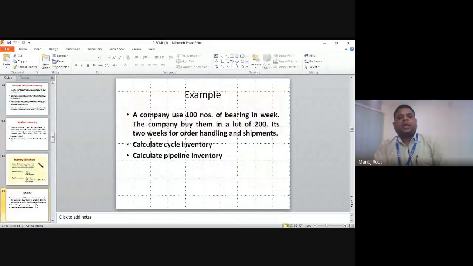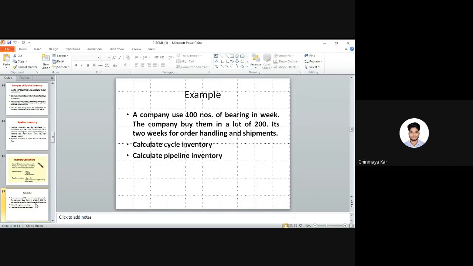A company uses 100 bearings in a week, and the company buys them in a lot of 200. Suppose you use 100 bearings, but the company buys 200. For buying these items, it takes 2 weeks. Clear? Now calculate the cycle inventory and calculate the pipeline inventory. Just calculate that one. Sir, cycle inventory is 100.